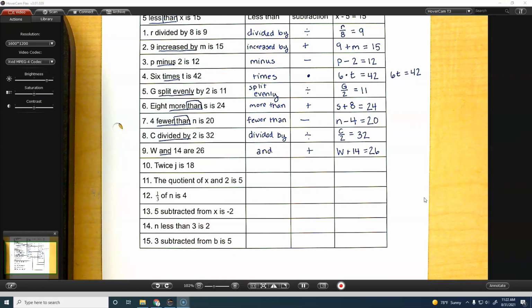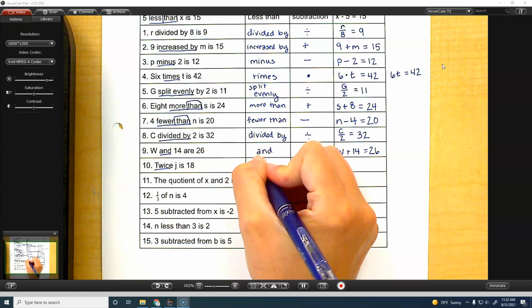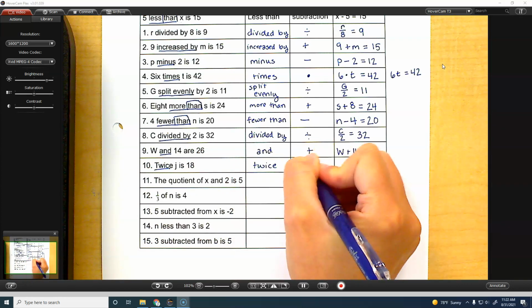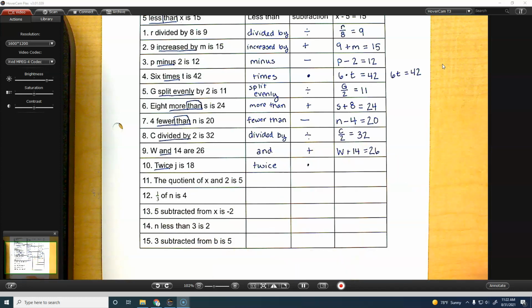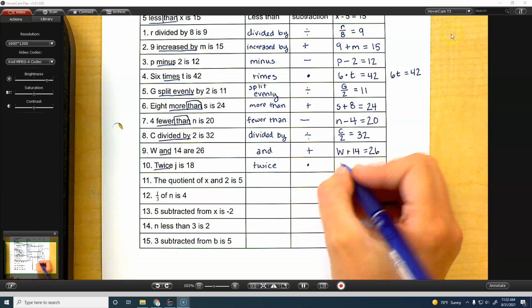Okay, just a few more left. Let's see, Wade, what would the keyword be on number 10? Twice J is 18. Twice. And what does it tell us to do? Multiply. Specifically, multiply by what number? Well, you're multiplying J by what number? Nope. When we say twice, it means to double it, times 2.